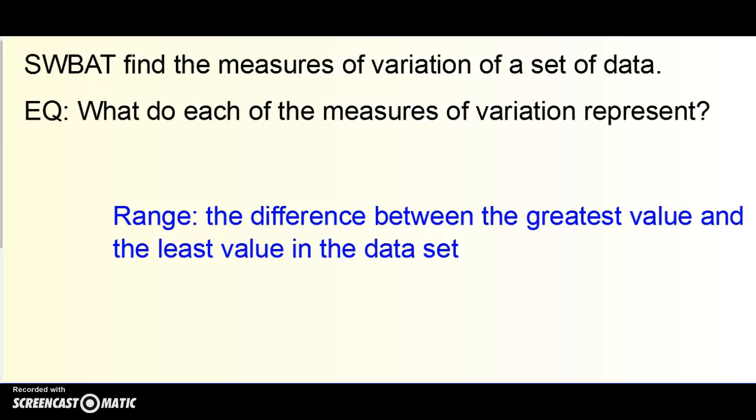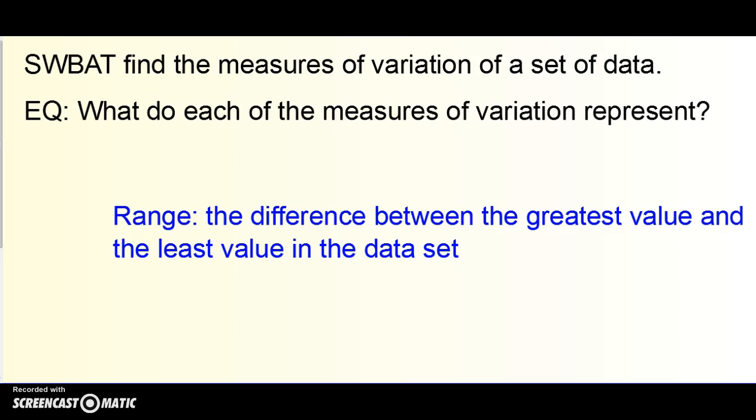Hi, this lesson is from page 595 in your student book. The objective is that students will be able to find the measures of variation of a set of data. The essential question is, what do each of the measures of variation represent?